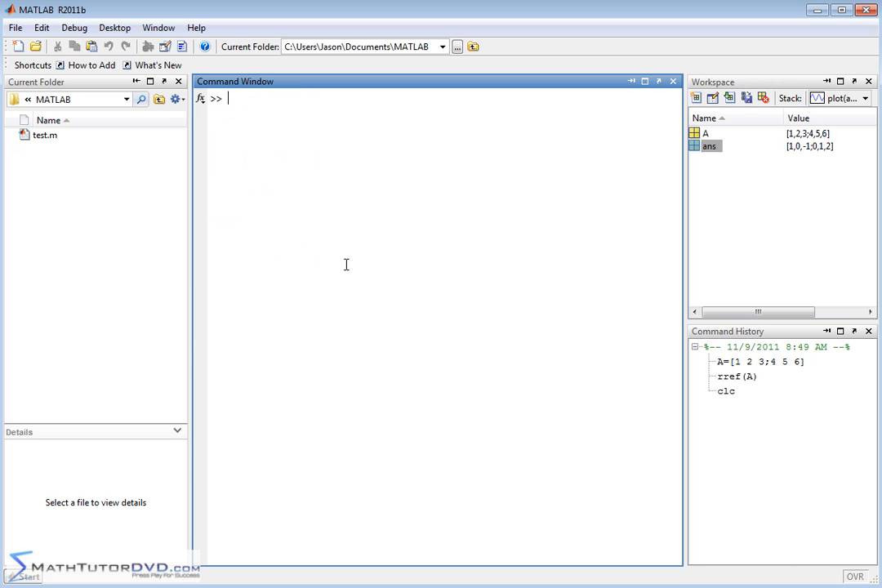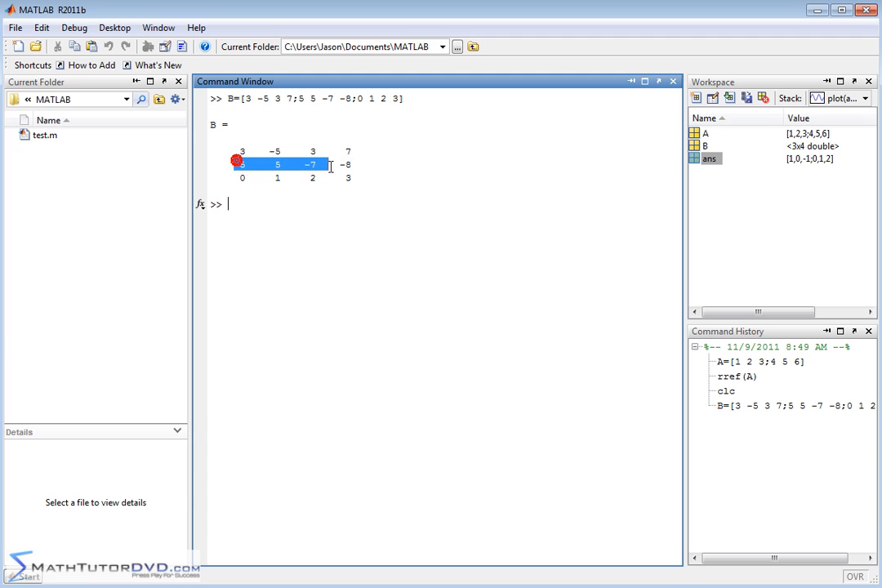Now let me clear the screen, and I'll put another system of equations in here. 3, negative 5, 3, 7, next row. 5, 5, negative 7, negative 8, next row. 0, 1, 2, 3. So here is another matrix. And in this case, it's actually three equations. The first equation is this one, the second equation is this one, the third equation is this one. So you can envision your dotted line here. Everything over here is on the right-hand side of the equal sign.